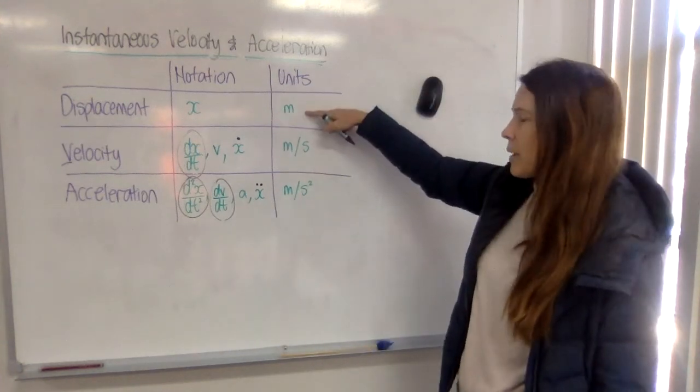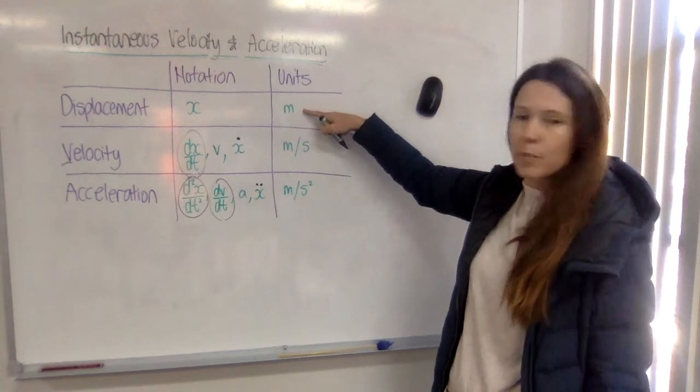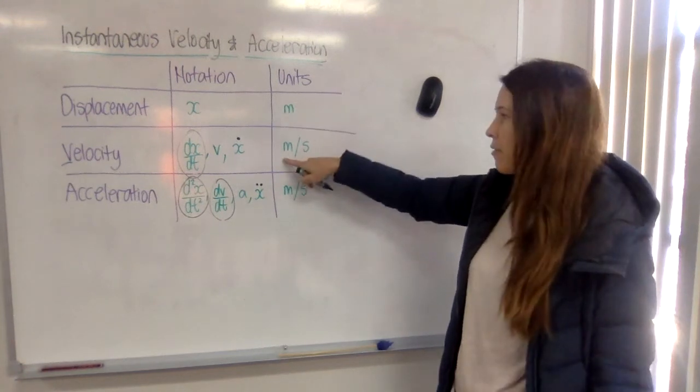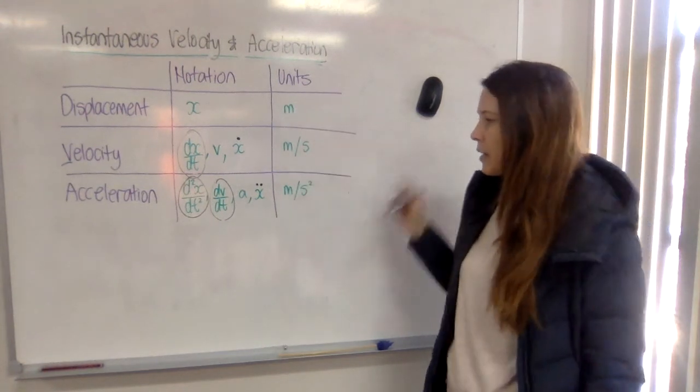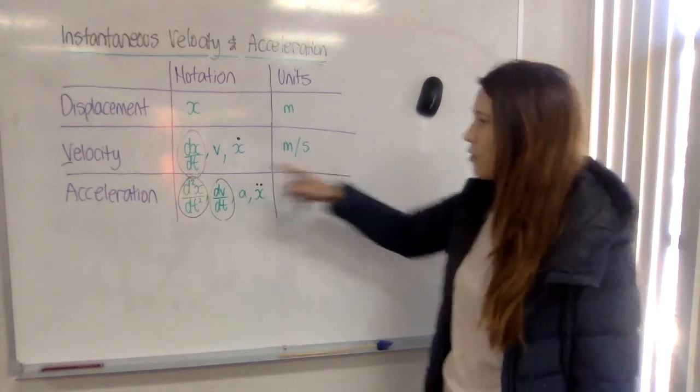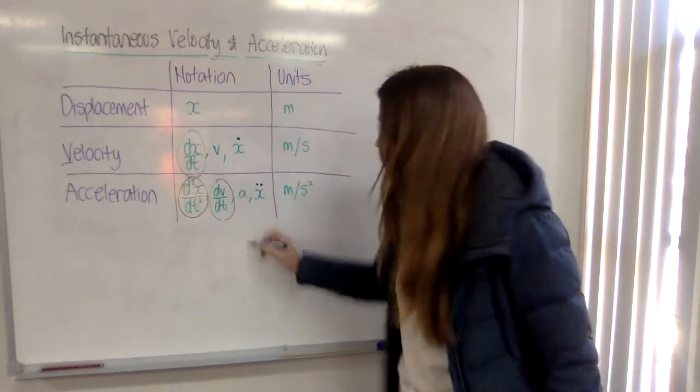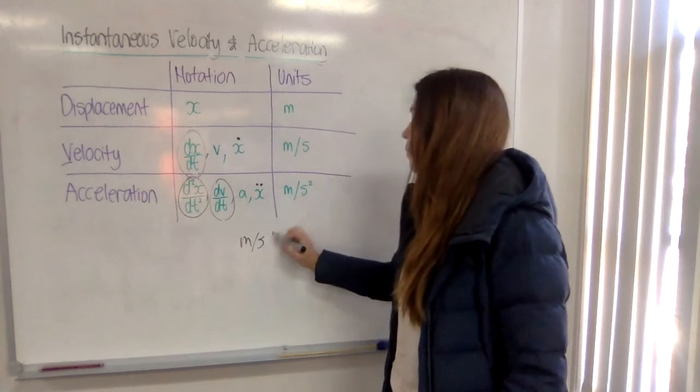And then the units are quite straightforward. We have displacement in meters, and then we have velocity in meters per second. And then if we're seeing how velocity's changed over time, then that is meters per second per second.